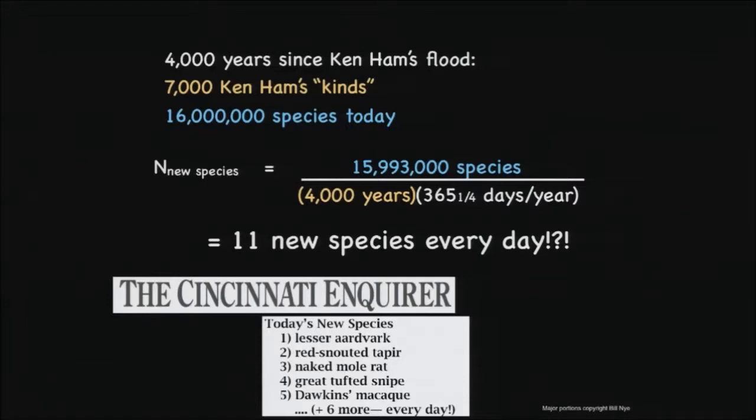The last 4,000 years, people would have seen these changes among us. So the Cincinnati Enquirer, I imagine, would carry a column right next to the weather report. Today's new species, and it would list these 11 every day. But we see no evidence of that. There's no evidence of these species. There just simply isn't enough time.